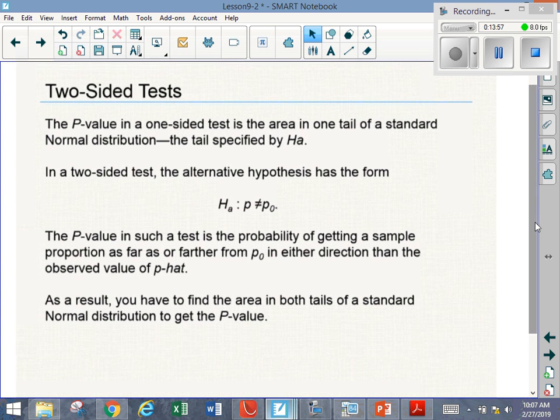For a two-sided test, I pretty much broke this down. So I'll have to find both values. Let's find the value greater and the value below.